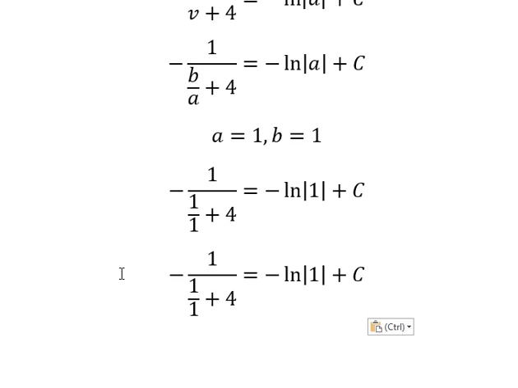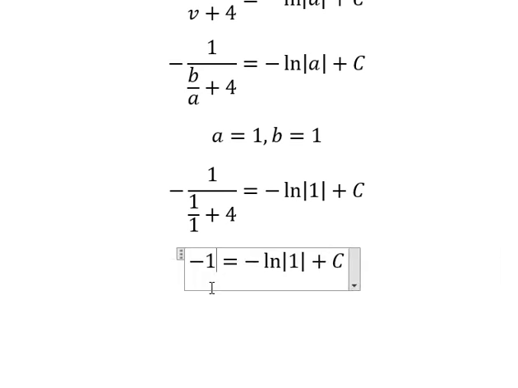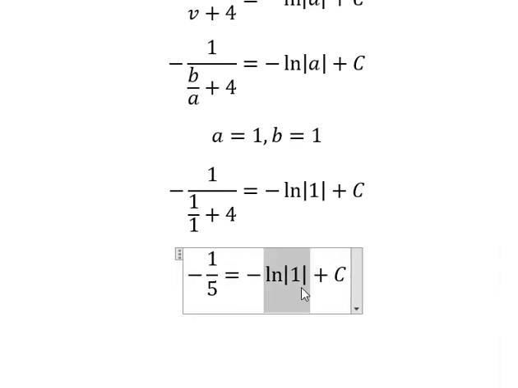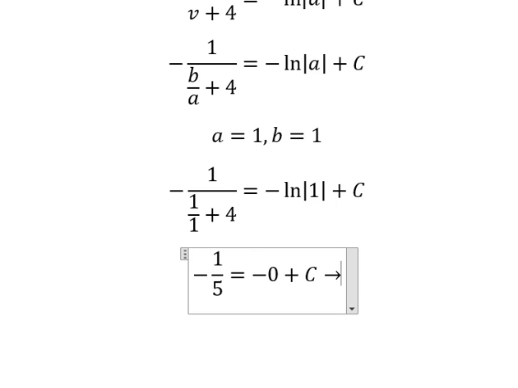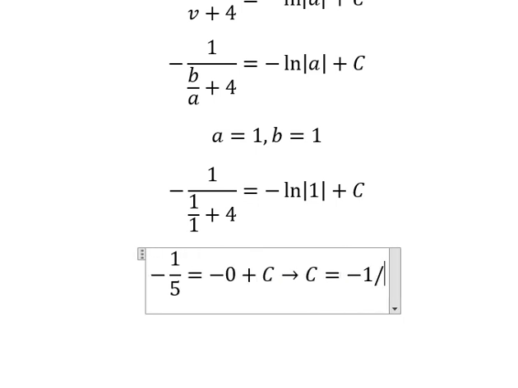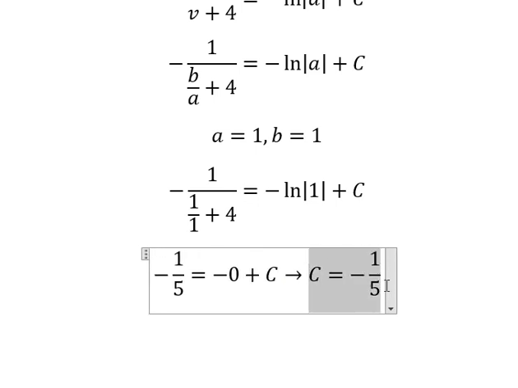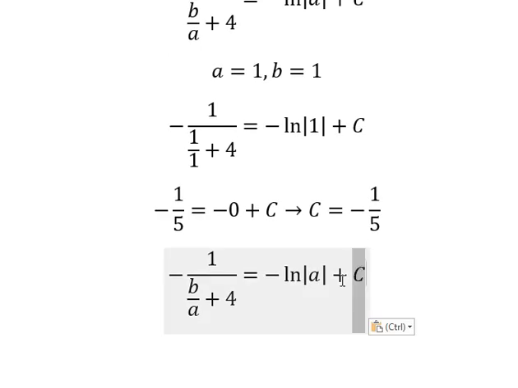So this one we have negative 1 over 5. This one you got 0. And here is the value of c. So I will put this one here.